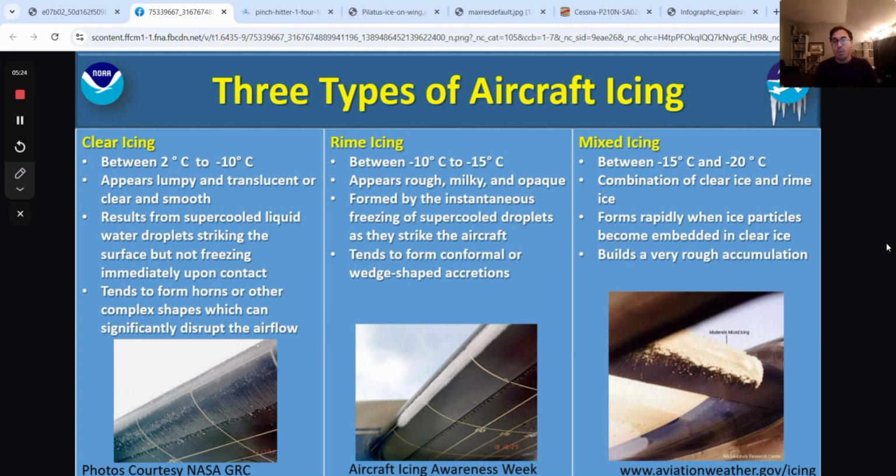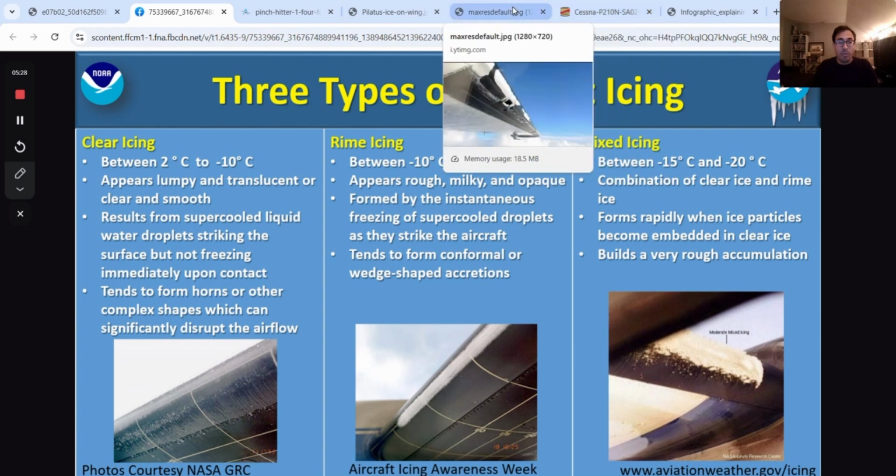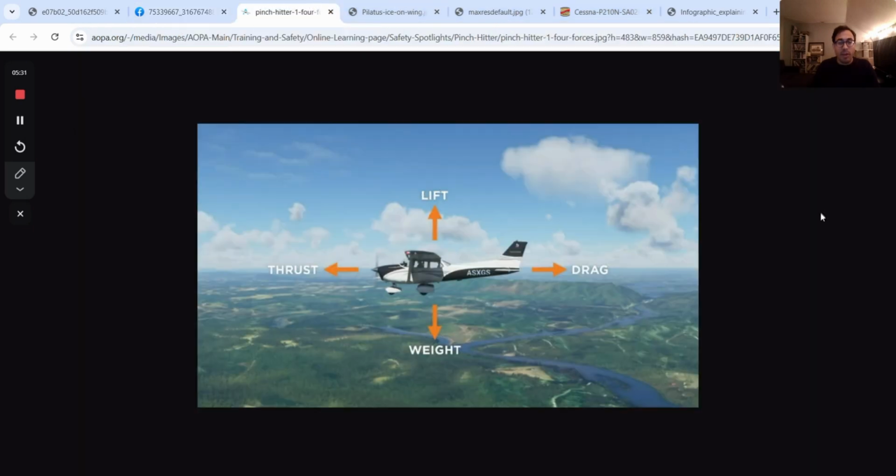Why is this even important? Why do we need to know this? Well, you have to know this for your check rides, but also it's important in real world flying because it has an effect on the four forces of flight. It affects the airplane dramatically when it does accumulate.